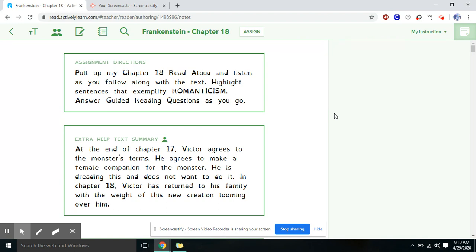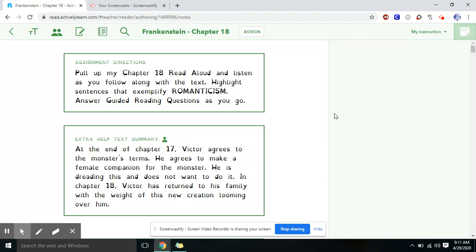At the end of chapter 17, Victor agrees to the monster's terms. So the monster says, make me a female monster so that I have a companion, or I'm going to make you miserable, kill your family, whatever I need to do. So Victor finally agrees and says, okay, I'll make you a female monster, even though making the first monster nearly killed me. So he's really dreading it. He doesn't want to do it.